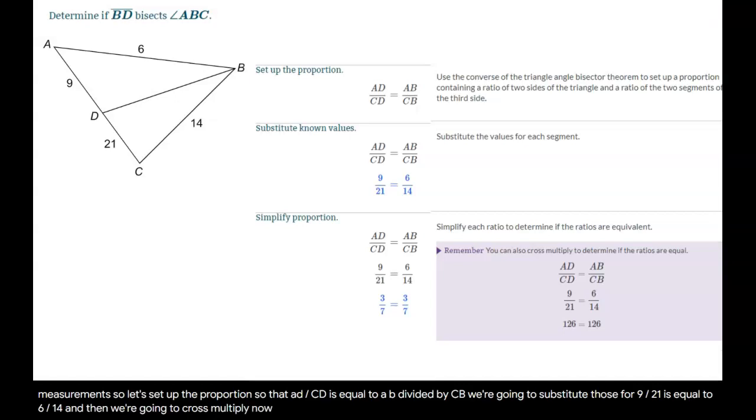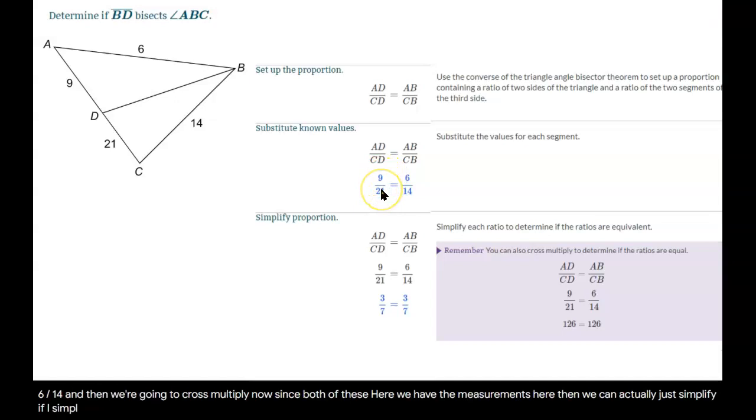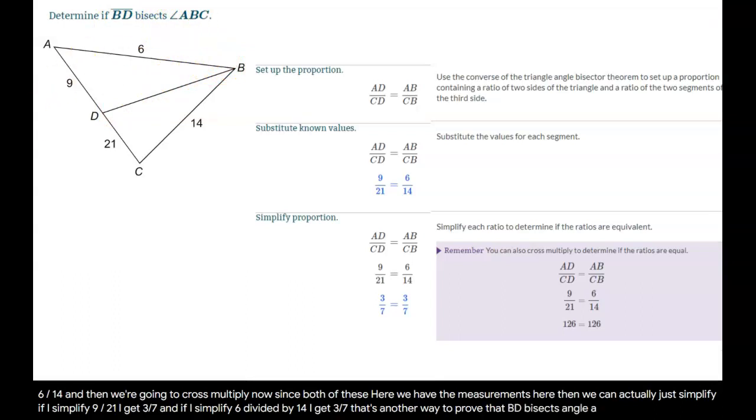Now, since we have the measurements here, we can actually just simplify. If I simplify 9 divided by 21, I get 3/7. And if I simplify 6 divided by 14, I get 3/7. That's another way to prove that BD bisects angle ABC.